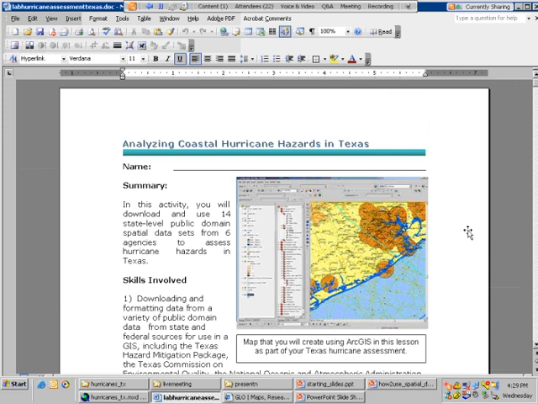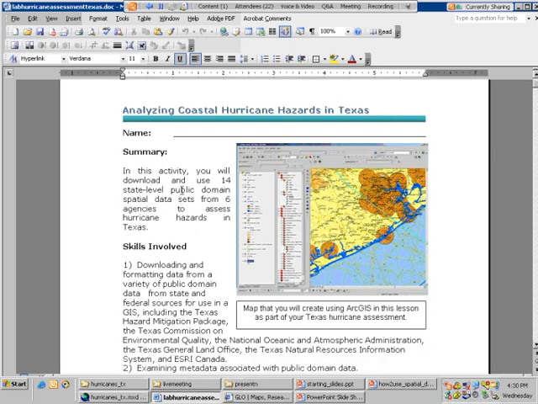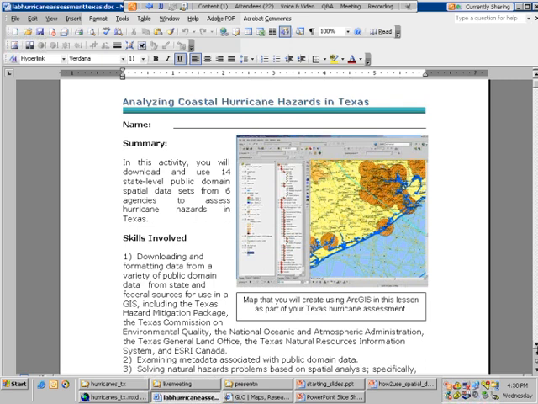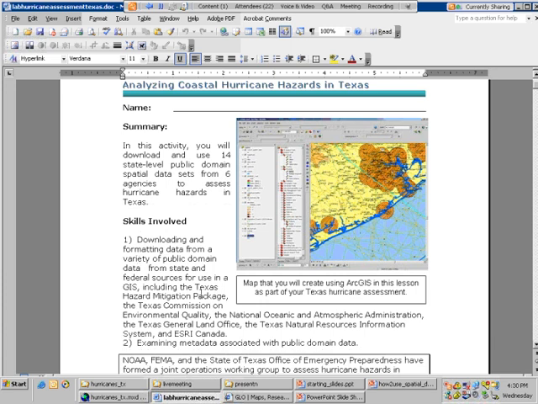Okay, here is a lesson that I created to accomplish a couple of things. I really wanted students to be able to dig into these spatial resources, but not just in a random fashion. I wanted them to gain skills doing the following things. In this activity, they'll download and use 14 state-level public domain spatial data sets from 6 different agencies to assess hurricane hazards in Texas. And here's one of the final maps that they produced.